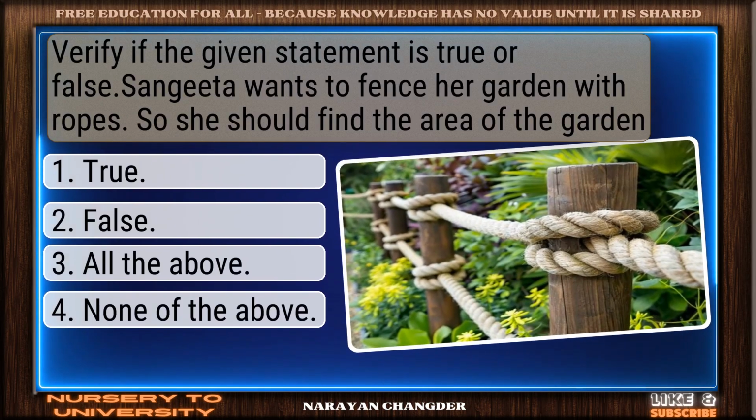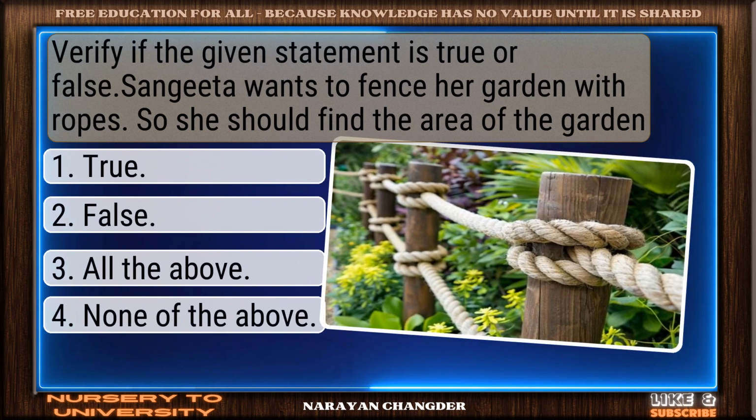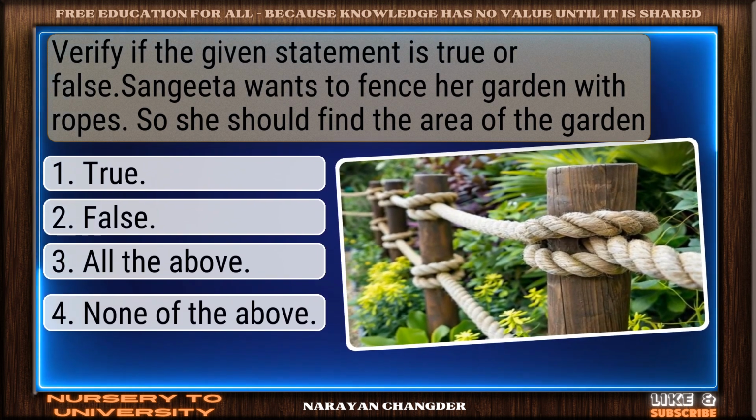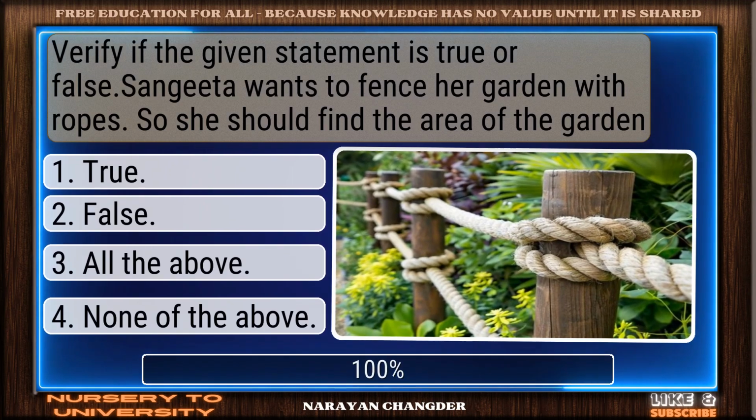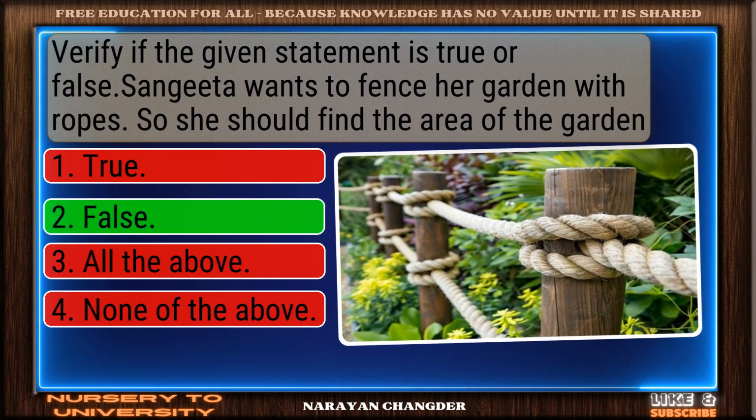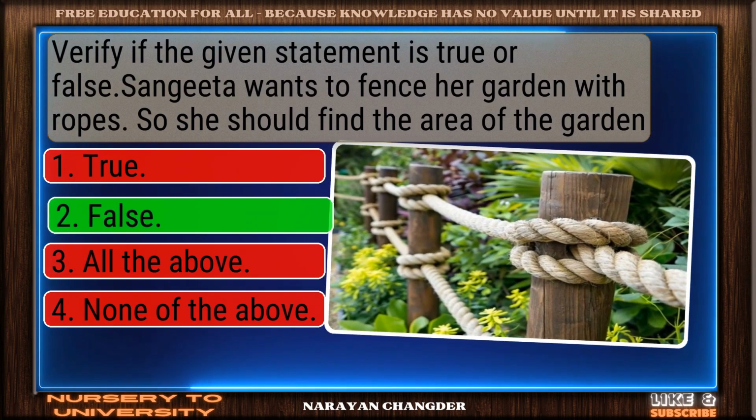Verify if the given statement is true or false. Sanjita wants to fence her garden with ropes, so she should find the area of the garden. Good job. Your answer false works well here.